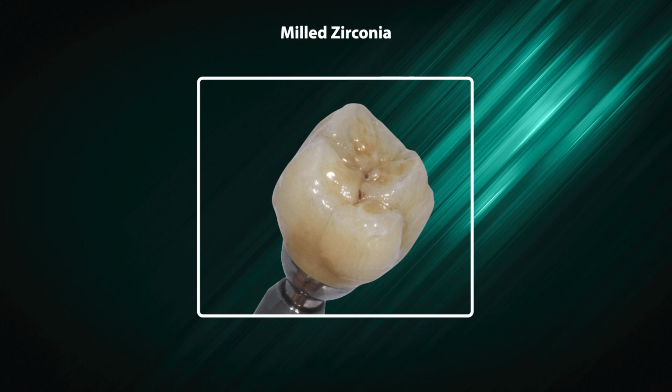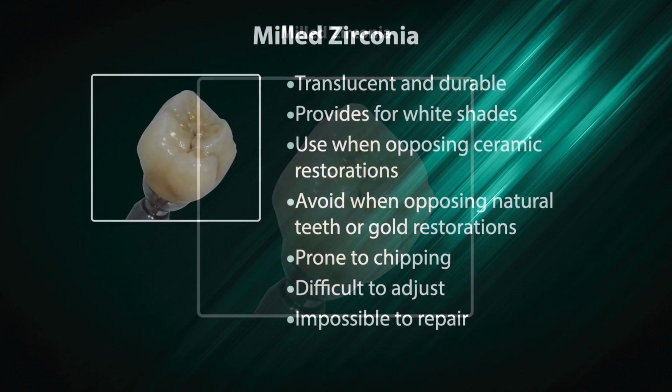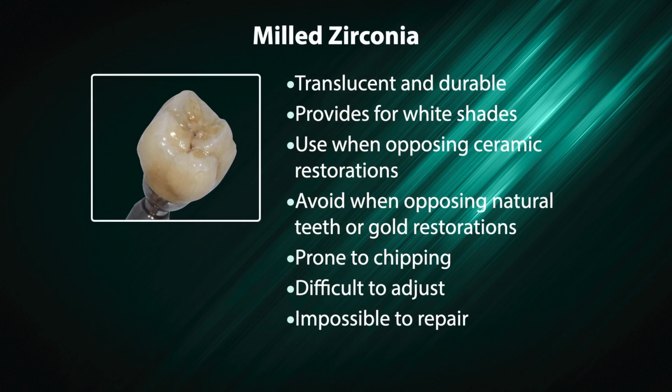Milled zirconia. It is both translucent and durable. It provides for white shades. Use when opposing ceramic restorations. Please note that it should be avoided when opposing natural teeth or gold restorations. It is prone to chipping, is difficult to adjust, and impossible to repair.